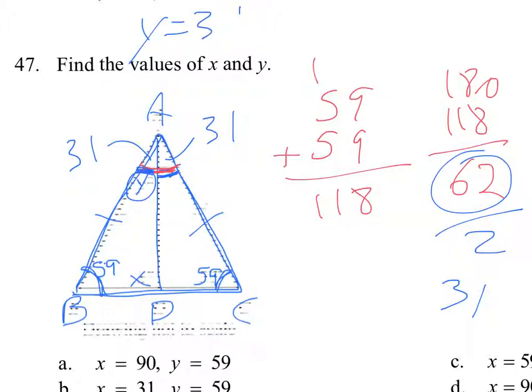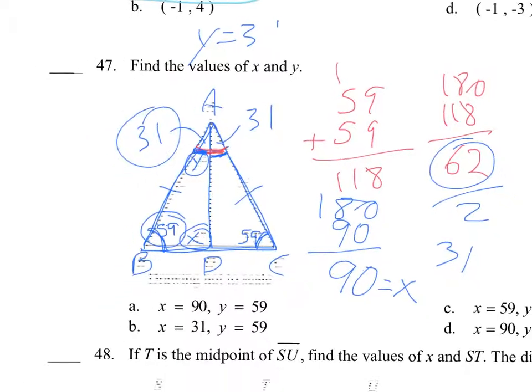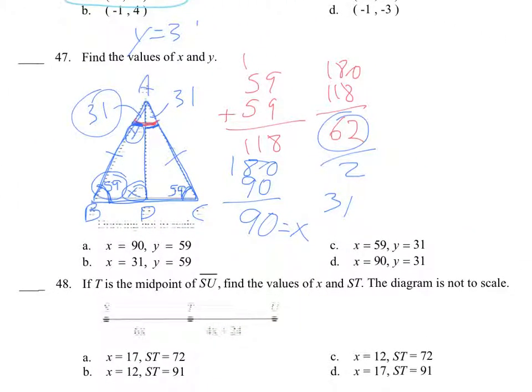And I can find out what x is because if I subtract 31 plus 59 from 180, that'll give me this angle right here. So that ends up being 90 degrees. 90 from 180 equals 90. So x equals 90 degrees. Which is answer, let's see, x equals 90, y equals 31, D is my answer.